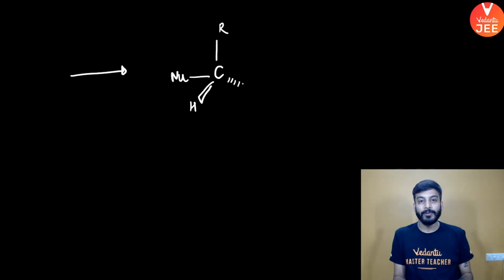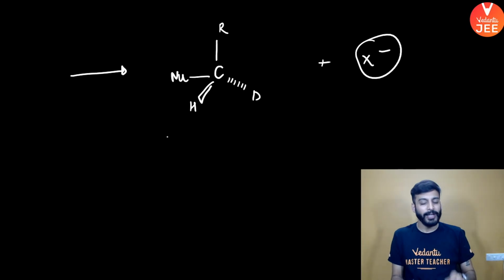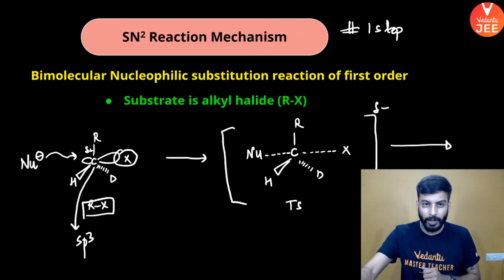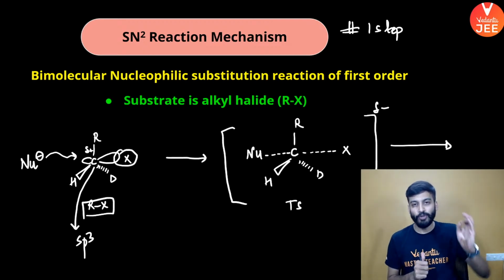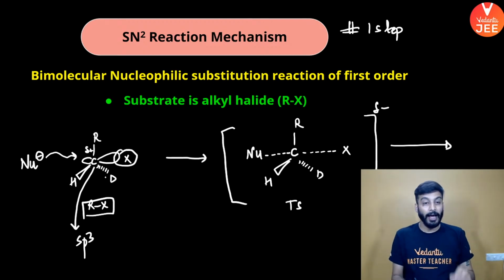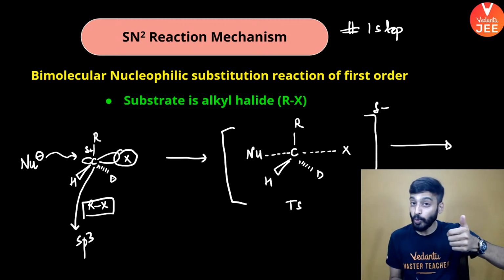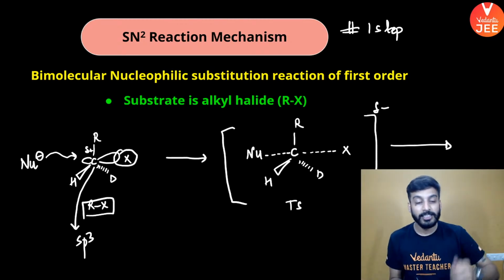You will have a complete formation. You know, R, nucleophile, hydrogen, and your leaving group is out. What has happened, beta? What has happened here? Check this out. This is very interesting. The nucleophile has attacked from the backside and it has tried to make a new bond with the carbon and break the existing bond.